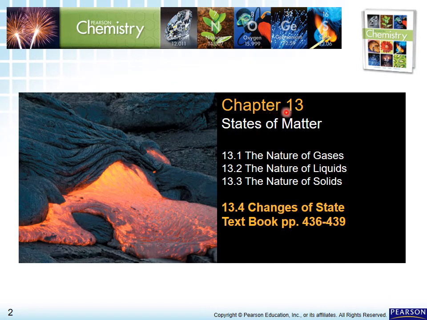This week we will study chapter number 13, States of Matter, lesson number 4, Changes of State. For this reference we need the textbook pages 436 to 439. So please open page number 436.